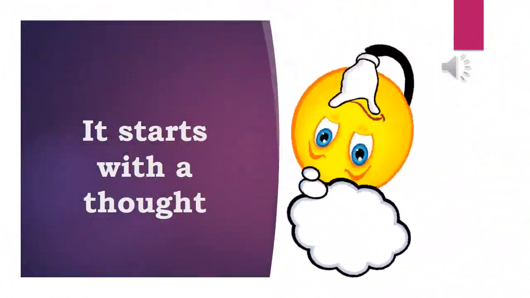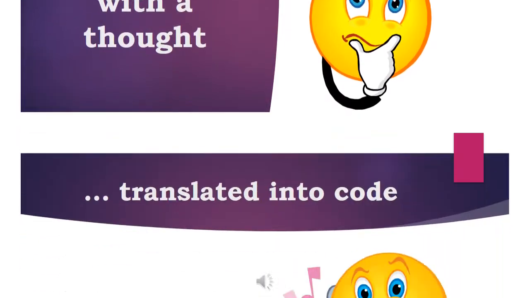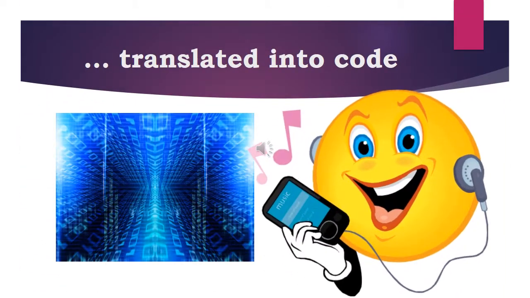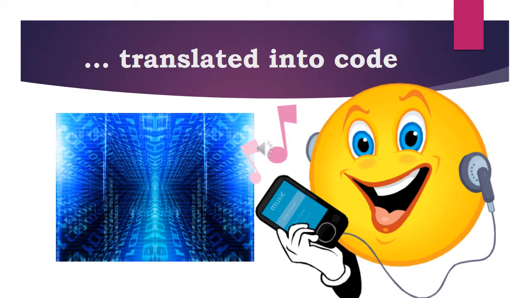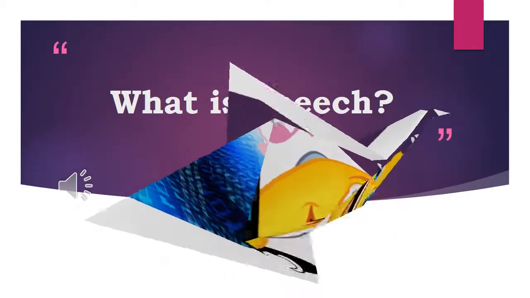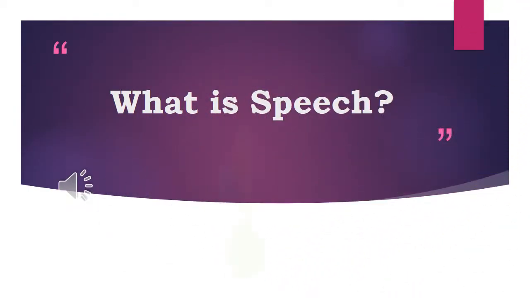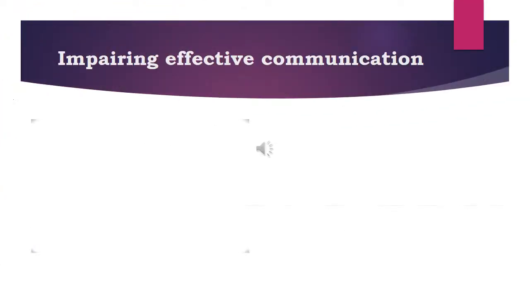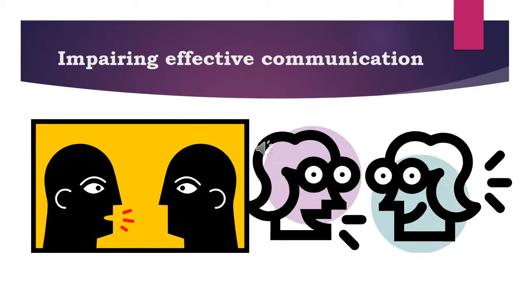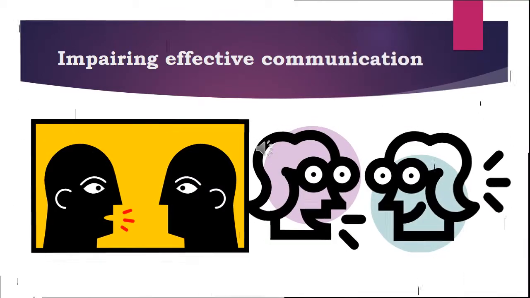It begins with the sender having a thought. That thought is then translated into a code that can be understood by the receiver. Speech is the vocal production of language. The sender may impair effective communication in two ways.